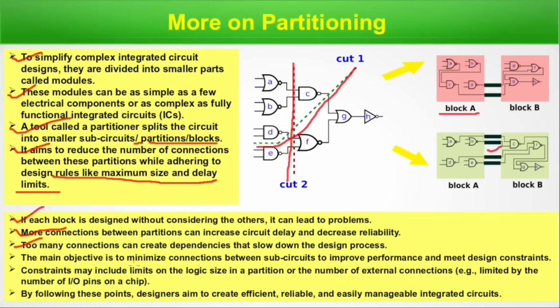The main objective is to minimize connections between subcircuits to improve performance and meet design constraints. That is the main objective. So constraints may include a limit on logic size in a partition, or the number of external connections, which is limited by the number of I/O pins on a chip. Now, by following these points, designers aim to create efficient, reliable, and easily manageable integrated circuits. A designer has to follow all these constraints.